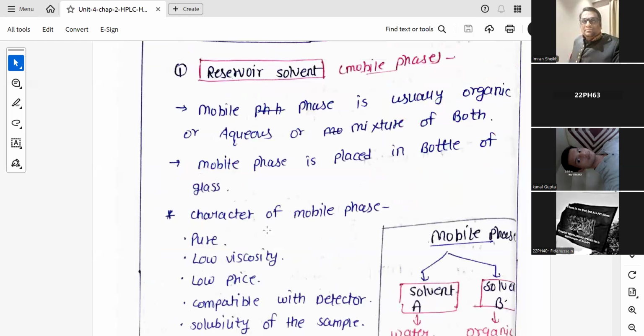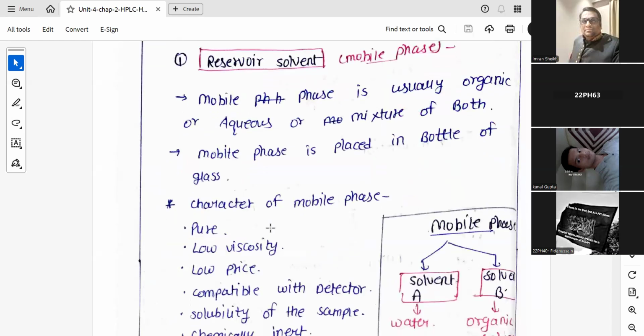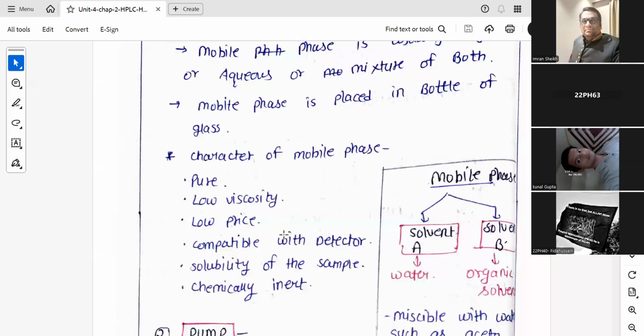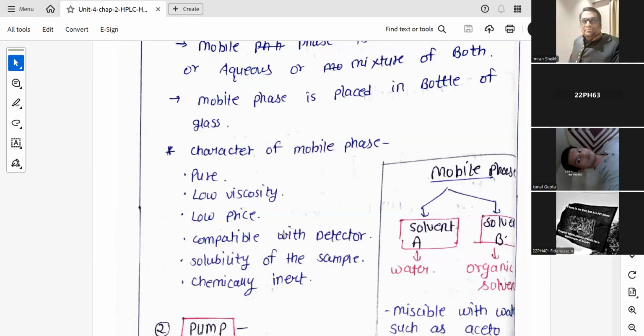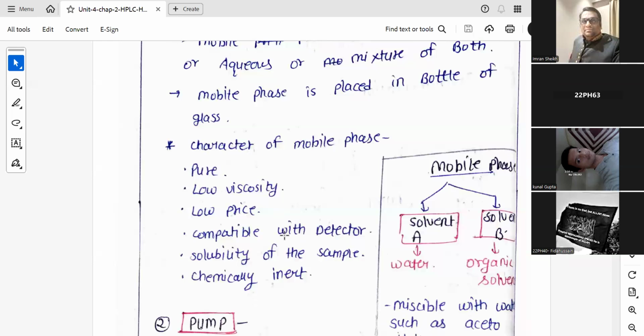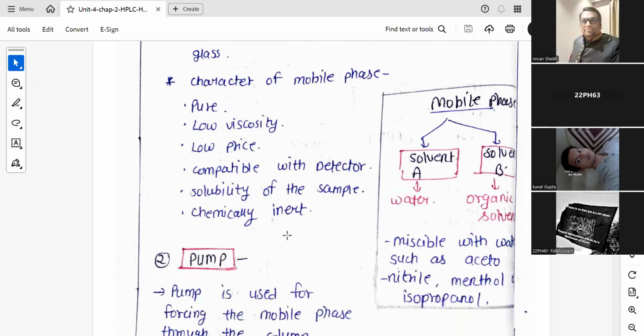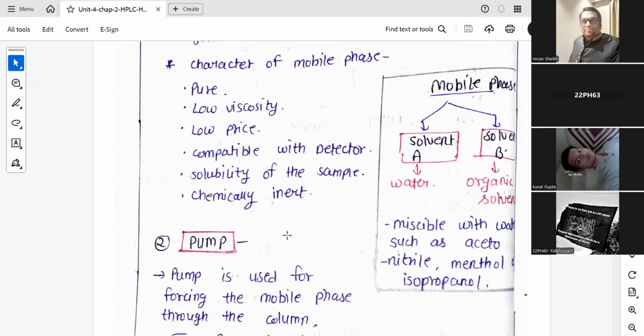I repeat, the mobile phase is usually organic or aqueous or a mixture of both. The mobile phase is placed in a glass bottle. Now, what are the expected characteristics, or the cardinal factors which govern the mobile phase? It should be very pure. It should have low viscosity. The price should be low. Compatibility with the detector should be checked before assembling the device. Solubility of the sample should be checked. Chemically inert, are they? Please check it.